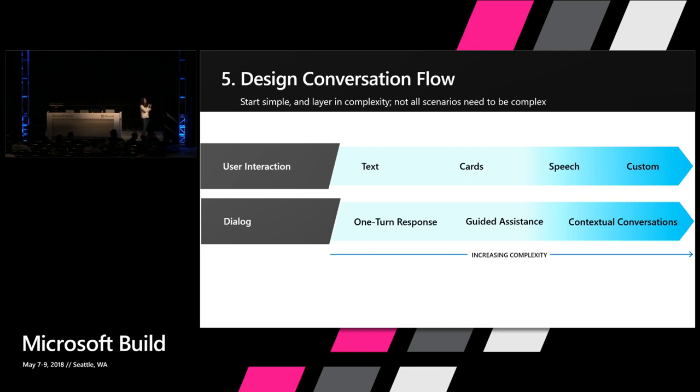In this picture, the complexity increases to the right. It doesn't mean that for every scenario you have to pick the most complex one. The more complex, the more effort you should spend in the implementation to make sure you can design that experience well. But it's really picking the right one that's important.